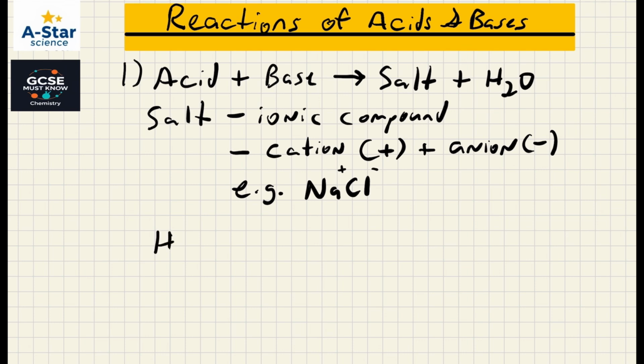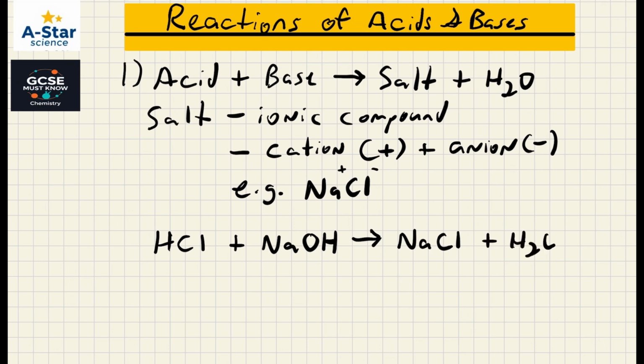We could take hydrochloric acid plus sodium hydroxide, and that's going to give us salt, which is the sodium chloride, plus water. We check to see if it's balanced or not. We have 2 hydrogens on the left, 2 hydrogens on the right, 1 oxygen, 1 sodium. That looks to be pretty much balanced.